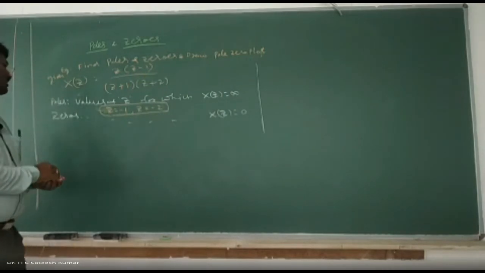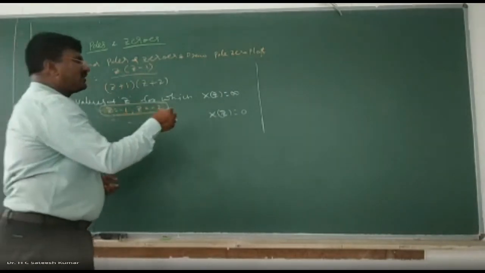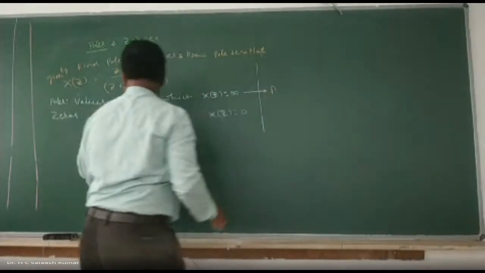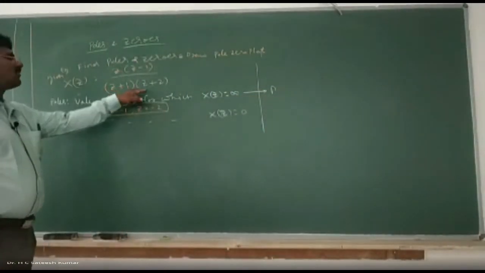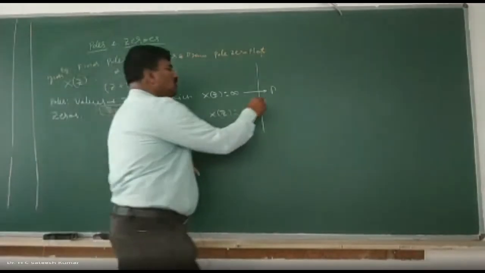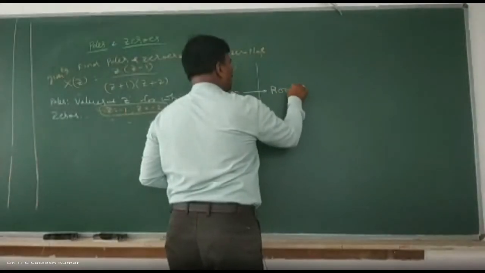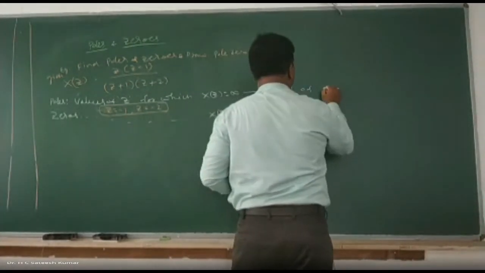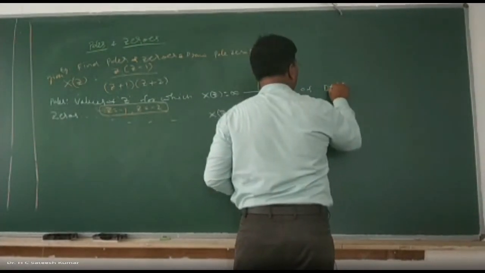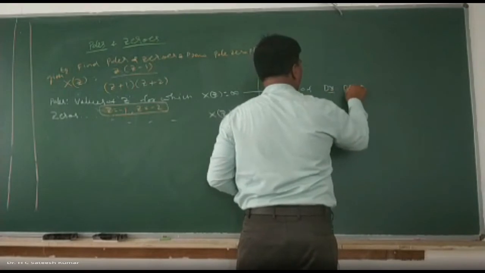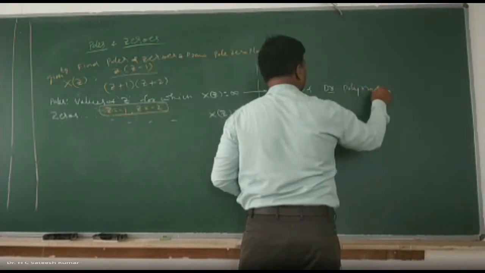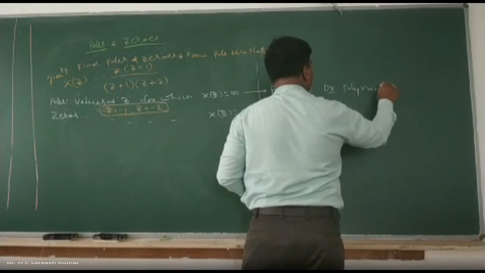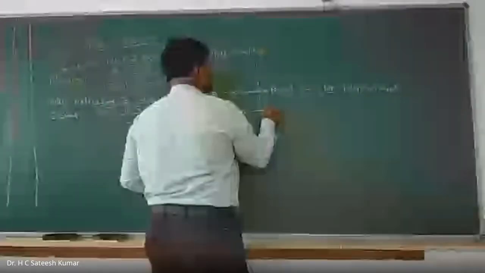Another way of defining poles: z is equal to minus 1, minus 2 are the roots of the denominator polynomial, no? So poles are nothing but roots of the denominator polynomial.